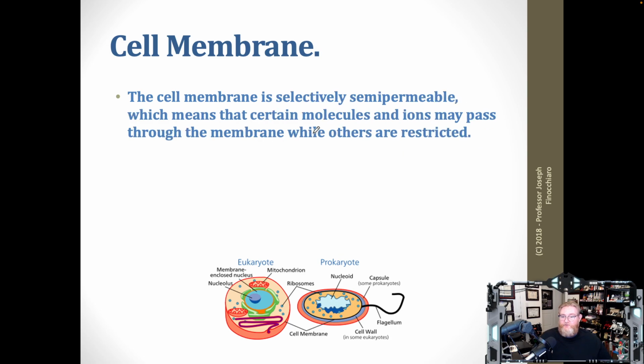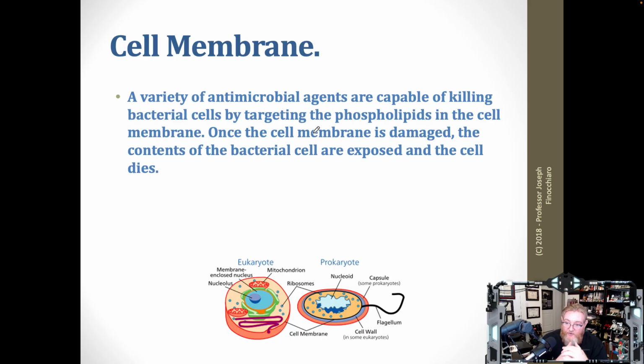The cell membrane is selectively semi-permeable, which means that certain molecules and ions may pass through the membrane while others are restricted. A variety of antimicrobial agents are capable of killing bacterial cells by targeting the phospholipids in the cell membrane. Once the cell membrane is damaged, the contents of the bacterial cell are exposed and the cell dies.